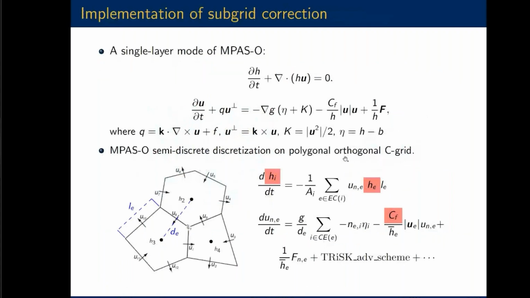The governing equation of single layer MPAS-Ocean is the shallow water equation, where the advection term is reformulated into a potential vorticity and the gradient of kinetic energy. Here, h is the layer thickness, u is the depth-integrated velocity, and eta is the sea surface height.